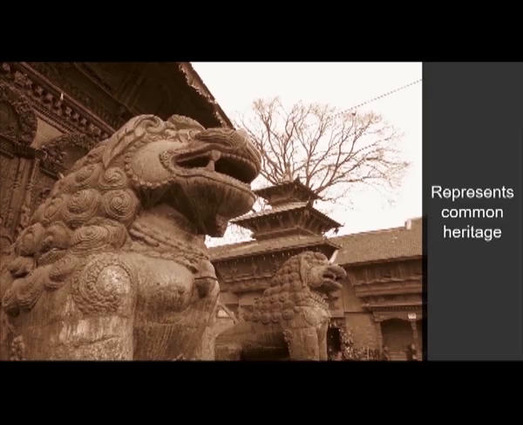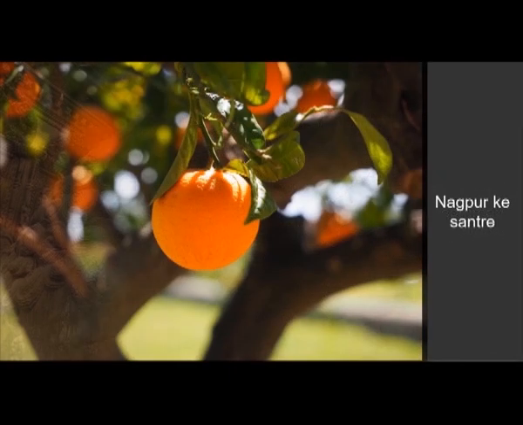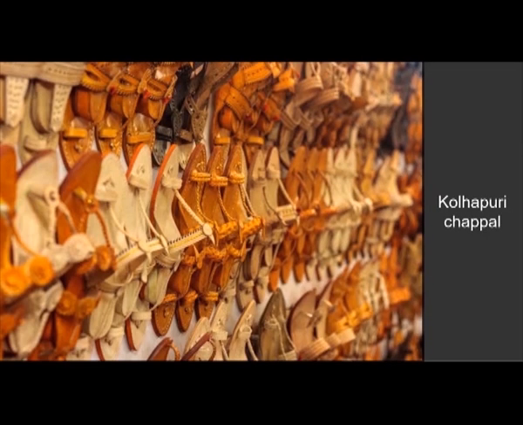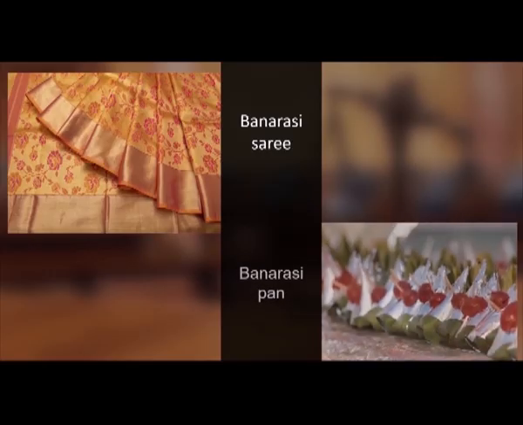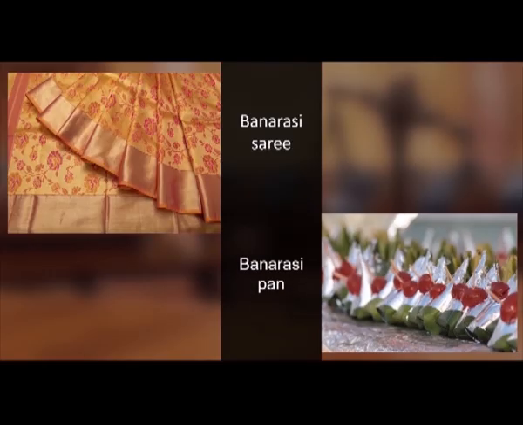A very good example of GI is the Nagpur ke Santre. Nagpur is famous for its oranges because of its place of origin. Similarly, Kolhapur is famous for the Kolhapuri chappals, and it is because of the quality of the product and its reputation. And similarly, we have other things like the Banarasi sari, the Banarasi pan, and these all relate to the place of origin and the quality of the product.